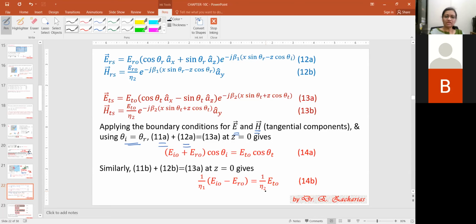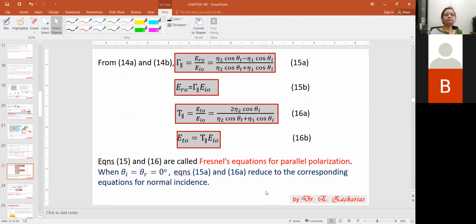By now, you should be able to guess what we are going to do. We are now going to write the equation for the reflection coefficient and the transmission coefficient. What is the reflection coefficient? Reflection coefficient is ERO by EIO, that we have seen in the last class. Electric field reflected divided by the incident at z equal to 0. And we will add a subscript parallel here because we are talking of parallel polarization.